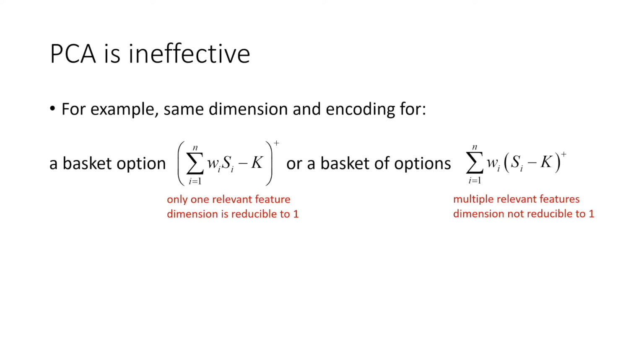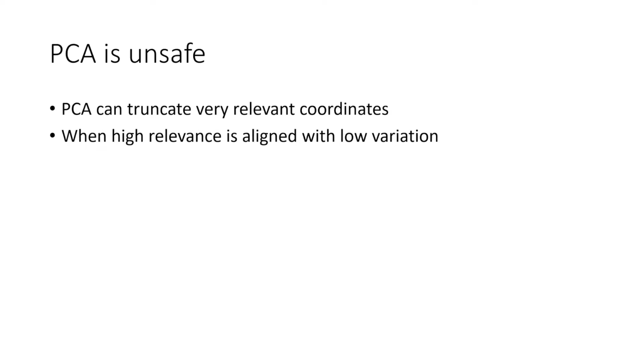In both cases, PCA only reduces dimension according to the sampling distribution of a state S. It follows that PCA is ineffective. It does not reduce dimension as much as is possible for a given problem. More importantly, PCA is unsafe. As you have seen, PCA may well truncate very relevant coordinates of a state in situations where high relevance aligns with low variation. It is not only PCA that is potentially unsafe, but all one-size-fits-all dimension reductions.